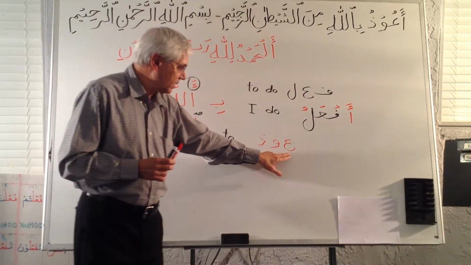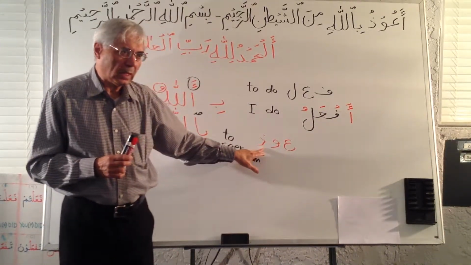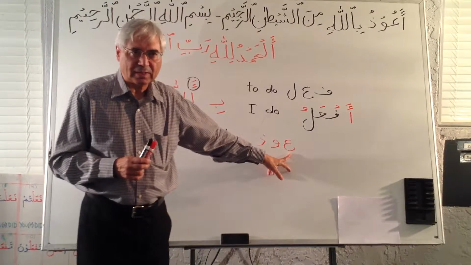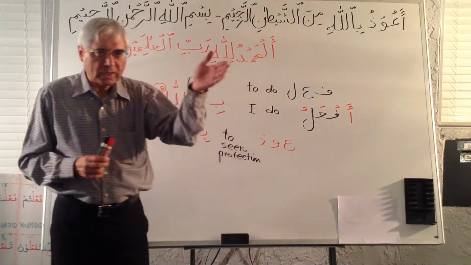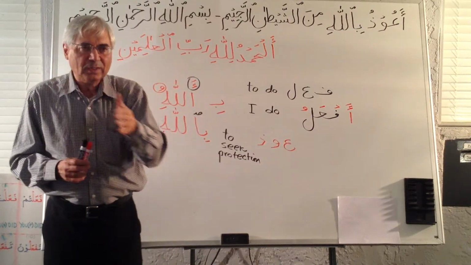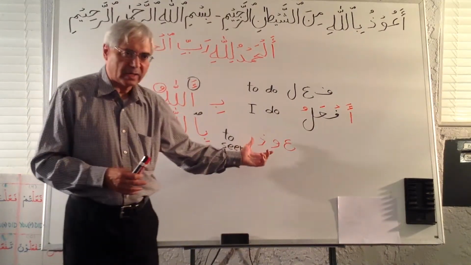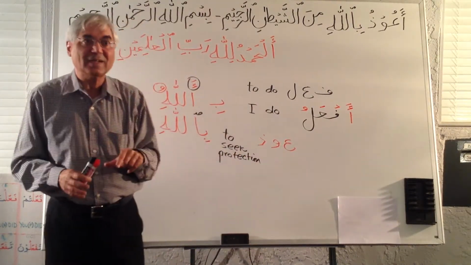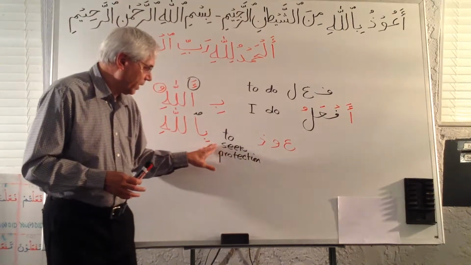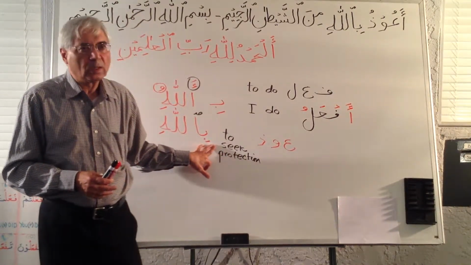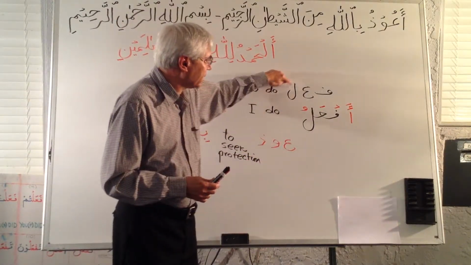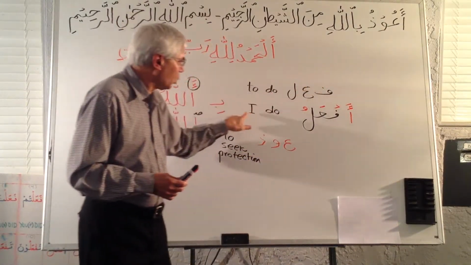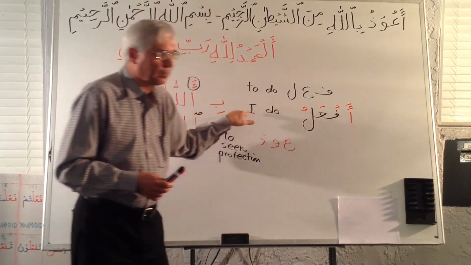So if I take these three Arabic letters and put them in this order, the first letter is ayn, vav and dal. As soon as these three come in this order, the meaning of these three letters, when we make the sentence, will be in English to seek protection. Okay. Now these three letters are just like those three letters, right? I'm going to apply this rule here.